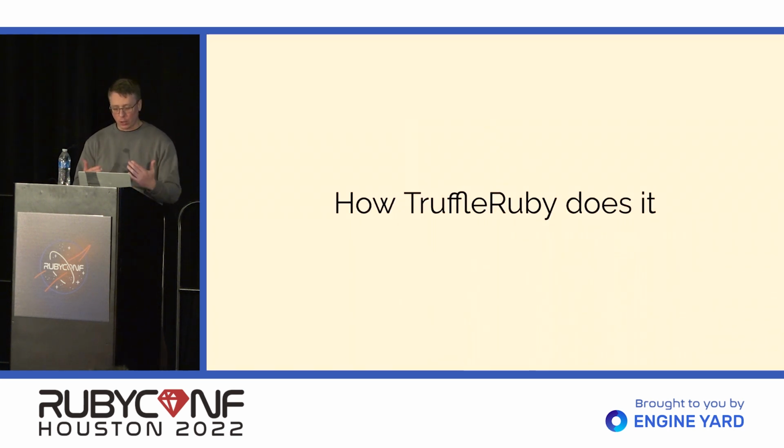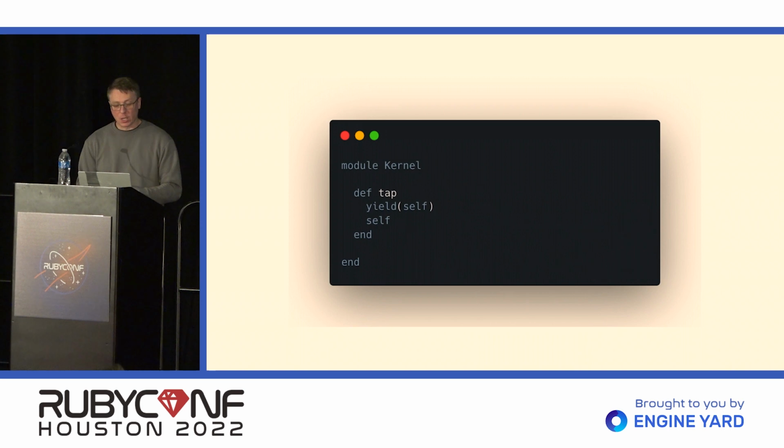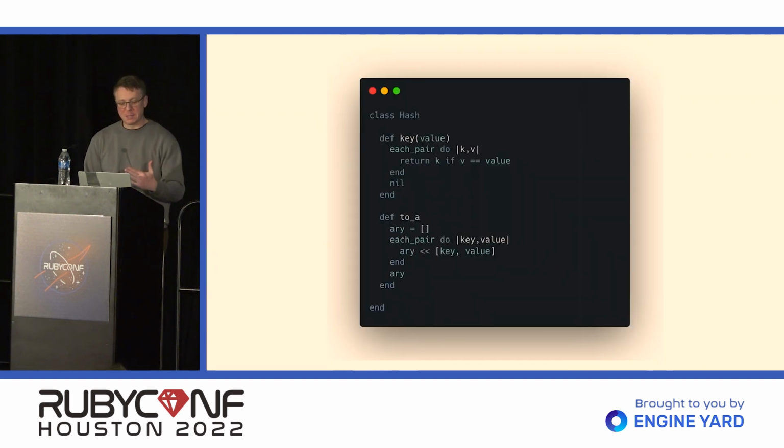TruffleRuby takes it quite a lot further. TruffleRuby has the same methods that can be implemented in pure Ruby right now. So it has exactly the same tap method coming from MRI. And we can start to see one of the benefits here in that this code is exactly the same as MRI. So perhaps MRI, JRuby, and TruffleRuby could all start to share this code a bit. But TruffleRuby takes it much further.